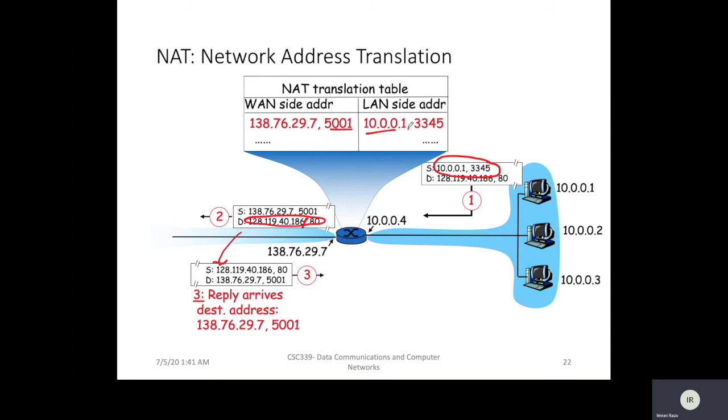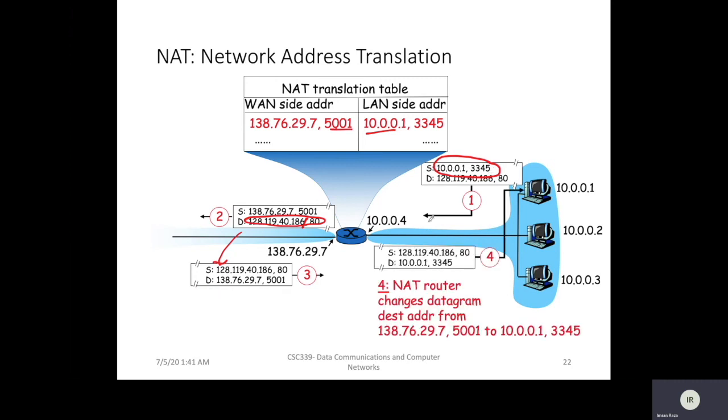and it looks at the corresponding entry on the LAN side. So what is the entry on the LAN side? Yes, the address of this machine, which is 10.0.0.1, and the process address, which is 3345. So immediately it replaces the destination address with the LAN side entry here, right? So now look at the destination address in the packet that is being forwarded by the NAT router here. So the destination is 10.0.0.1 and the port number is 3345, right?